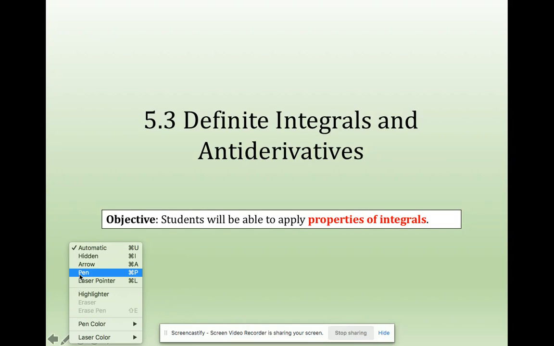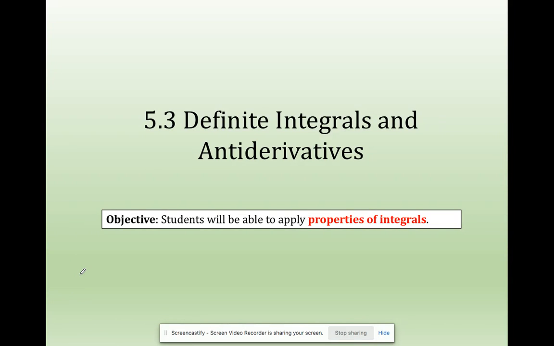Okay, kids, today we are going to talk about properties of the definite integrals. Right? And definite integrals are the same thing as doing a derivative backwards, right? And we're going to get a lot more into that idea of undoing a derivative.